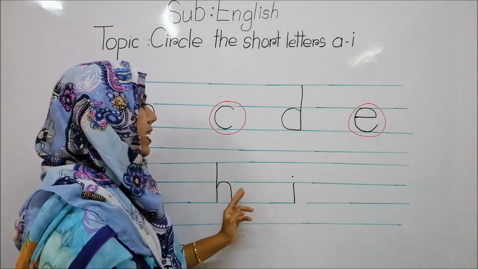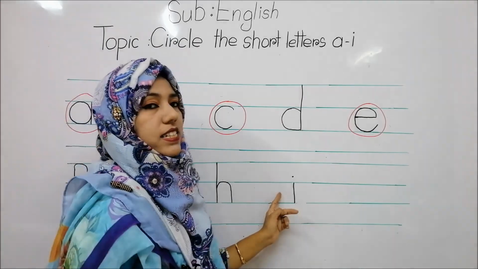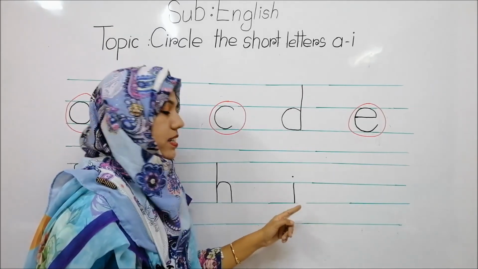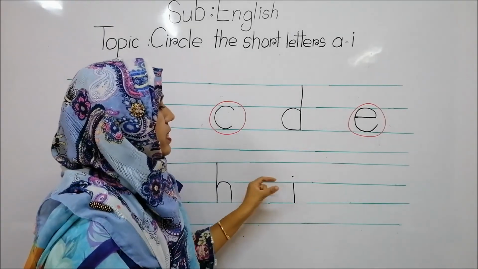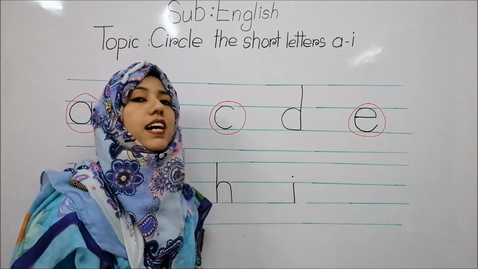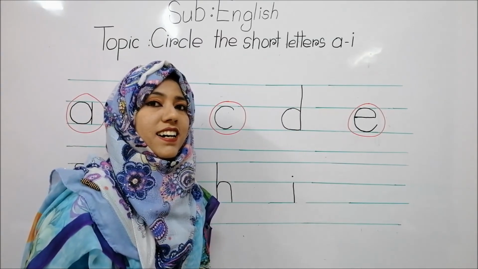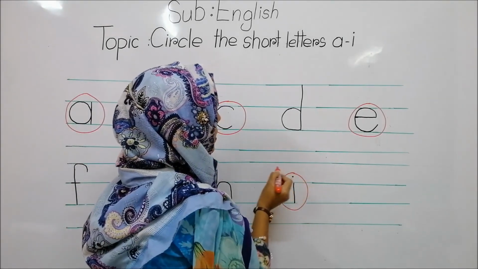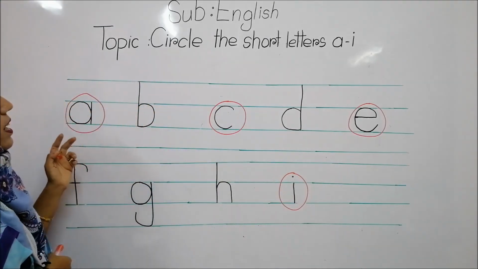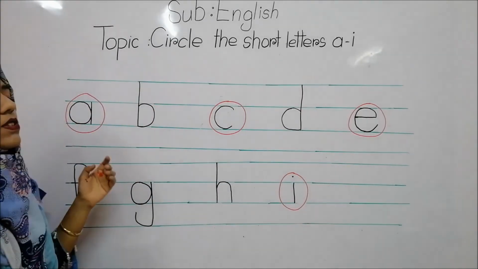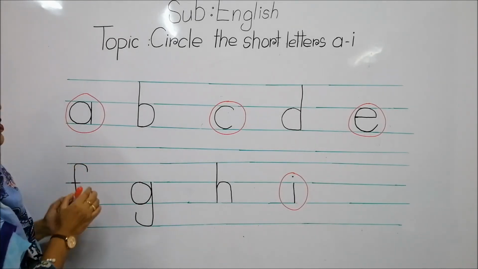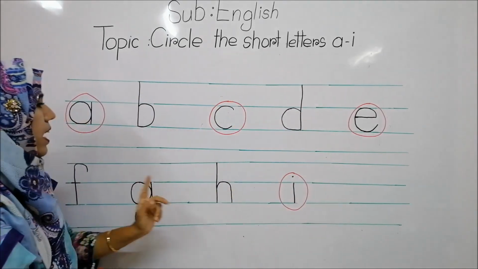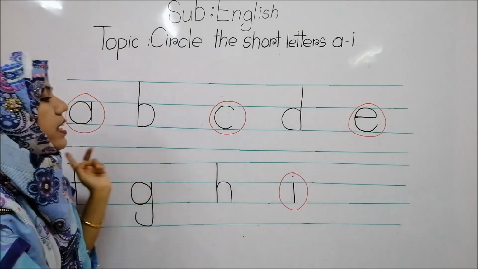Then which letter? H. Then I. I starts from second line and it finishes in the what? This is third line. That means it sits in the middle row. So it's a short letter. So I will circle the letter I. So students, are you clear? Which letter we have to circle here? We have to circle the short letters. So which letter I have circled here? A, C, E, I.